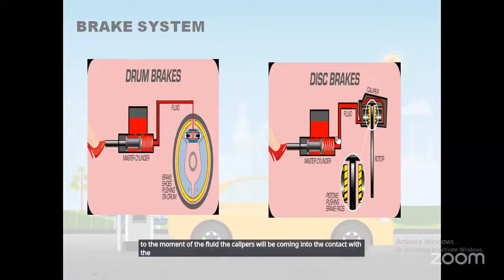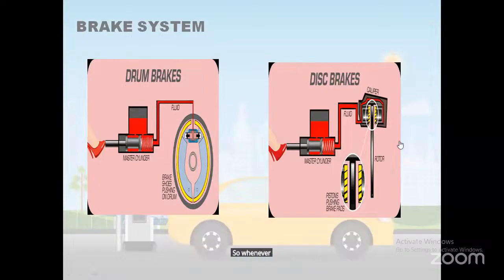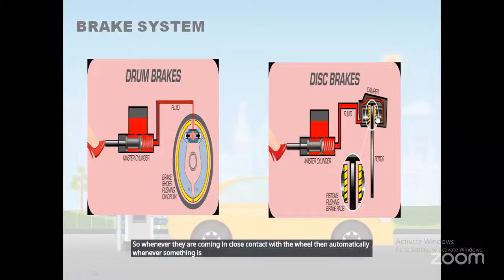Here you can observe they mentioned the rotor. The rotor is what we call the wheel here. Whenever the calipers come in close contact with the wheel, and something is hitting the wheel from both directions, automatically there will be a sudden stop of the wheel. So that is how we'll be using our disc brake mechanism.